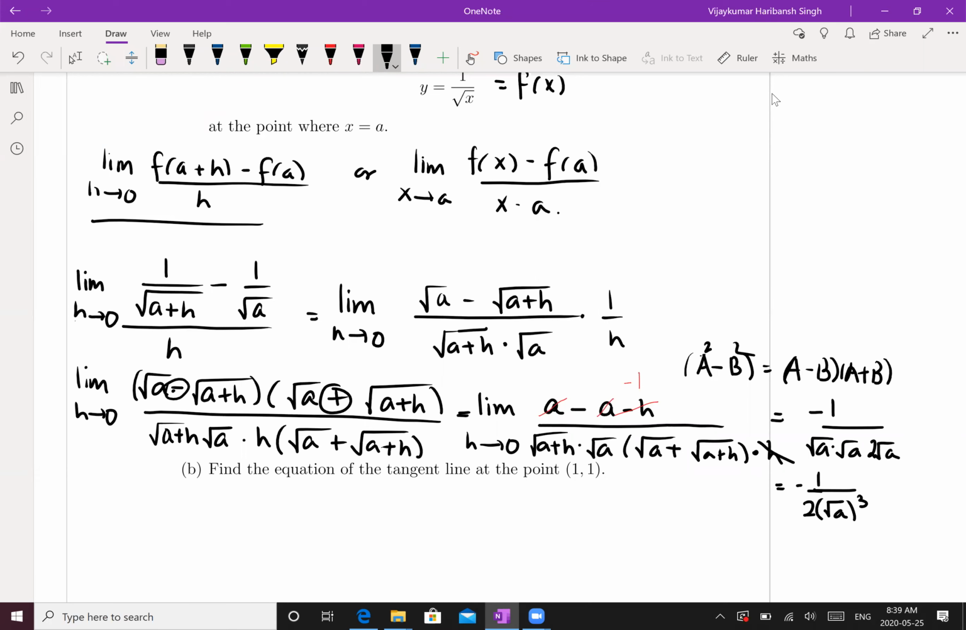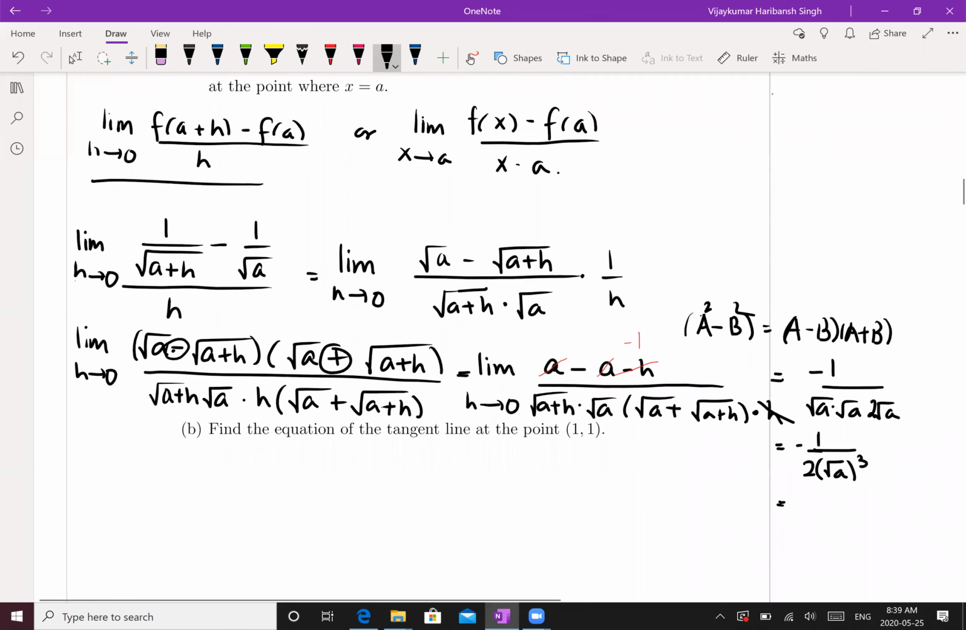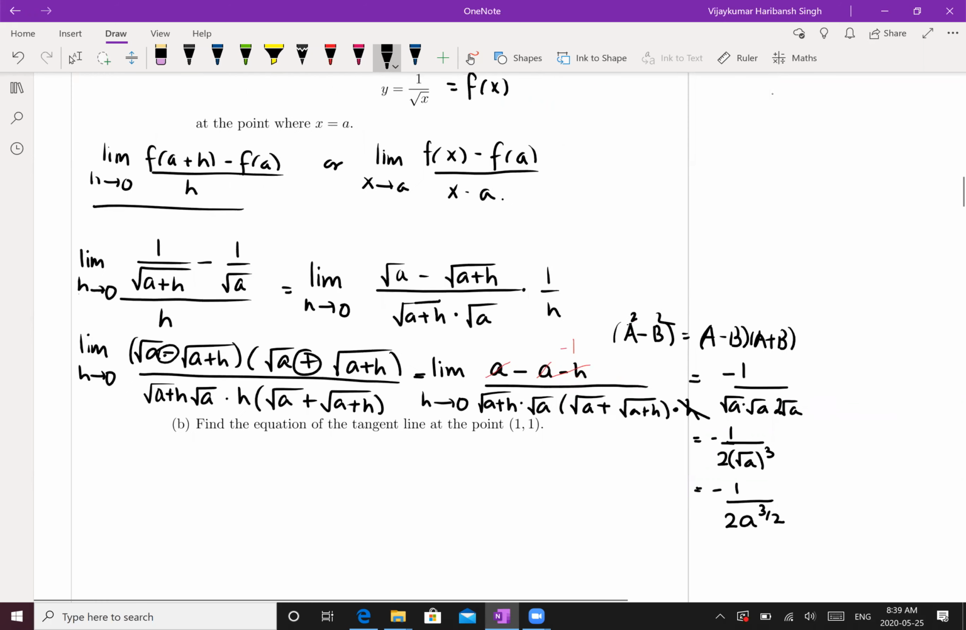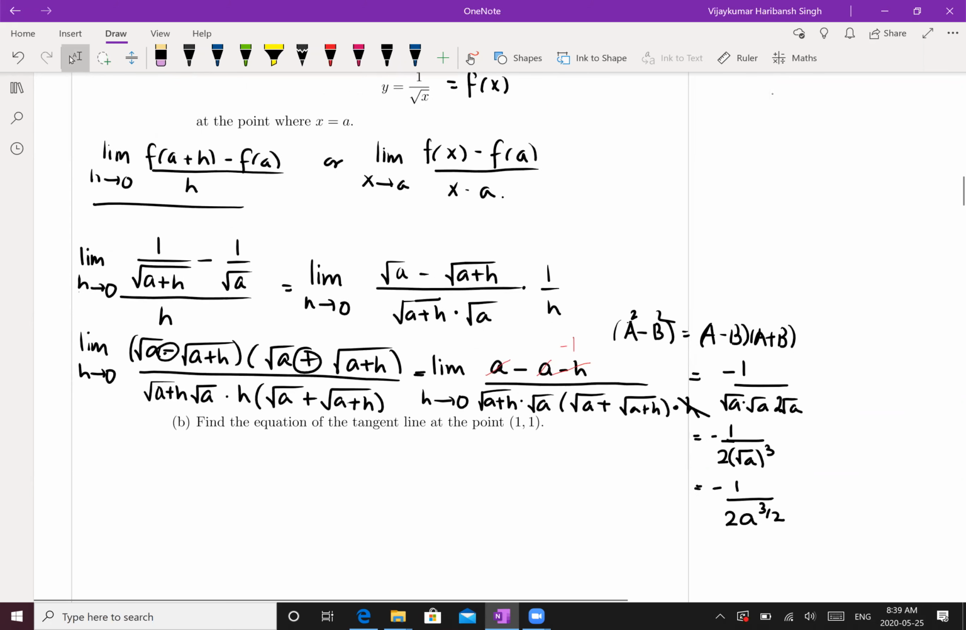And if you want to write the same thing in a slightly different format, you can write it as 2a to the power 3 over 2. So this is your slope of the tangent line, right? Now it's asking you to find out what is the equation of tangent line at 1, 1.